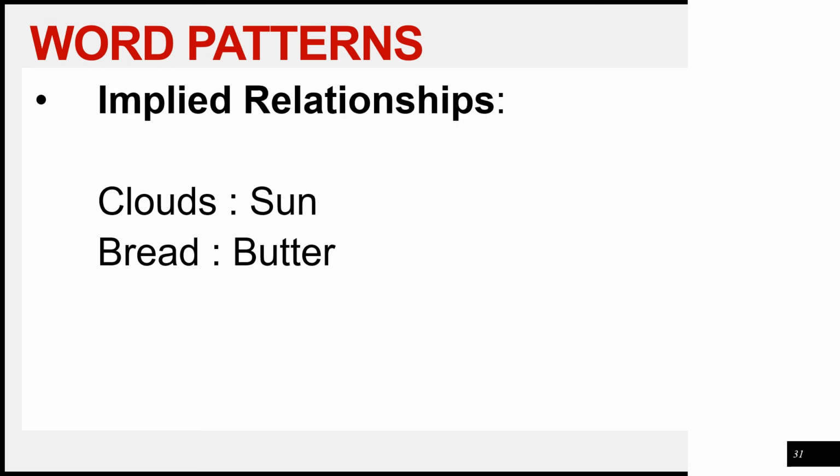Word patterns can also be in the form of implied relationships. In this one, these two words can actually have a relationship with each other. Examples are the clouds and the sun. These two things can be seen in the sky. And we have the bread and the butter. These two food items are commonly eaten during breakfast.